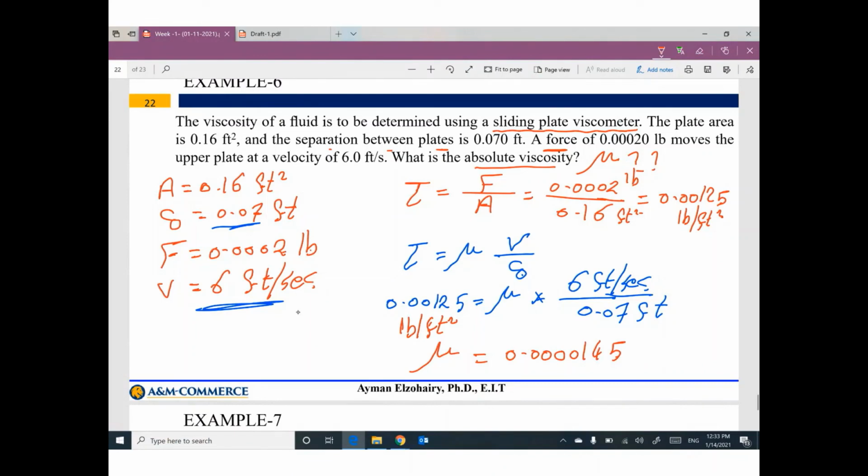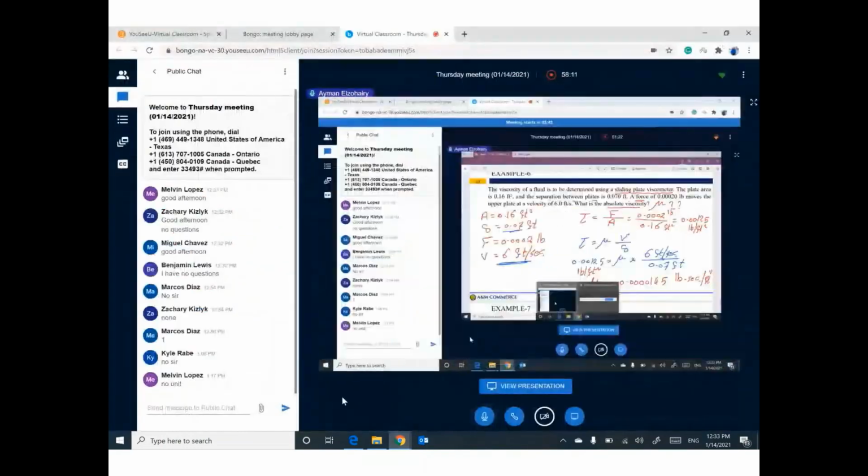And I can figure out the unit. It should be pound second per feet square. That's right, I think. Pound second per feet square. Okay. Any question?